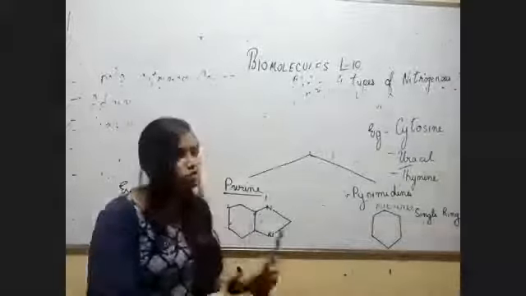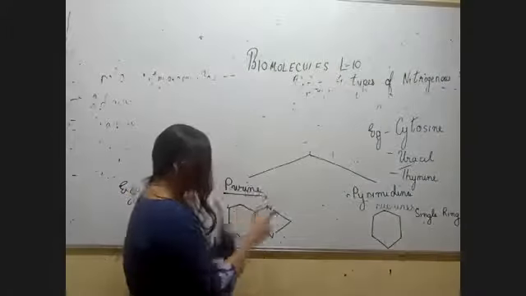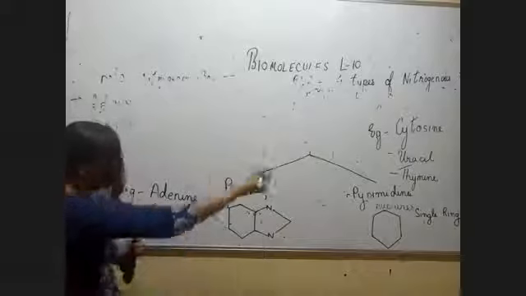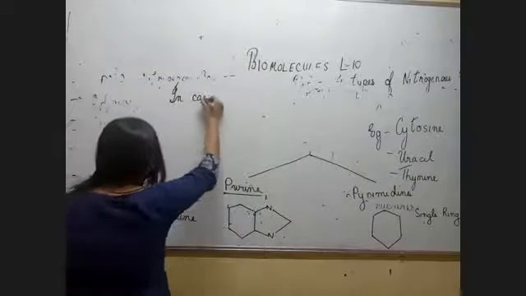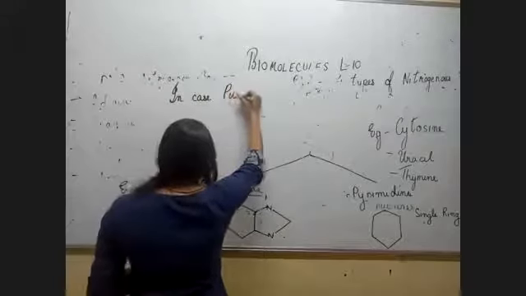Okay. In case of purine, next difference. So the first difference is that purine has two rings and pyrimidine has a single ring. Second difference is that in case of purine, nitrogen is present.